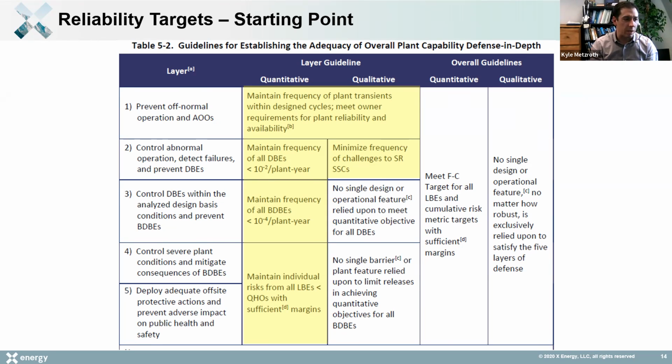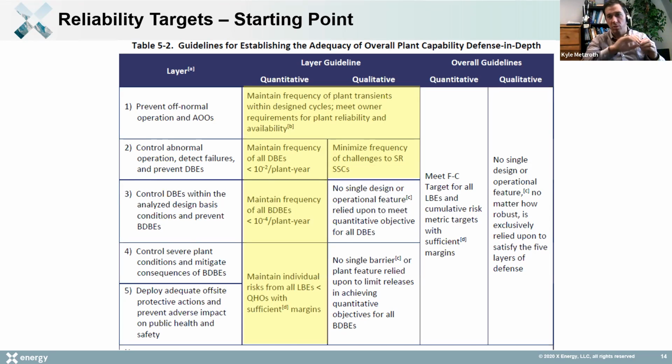So for reliability targets, I'll give this as a starting point. This is a table in NEI 1804, related to the defense in depth process, and essentially guidelines for establishing adequate overall defense in depth. It walks through the various layers, the 5 layers of defense: preventing off-normal operation, controlling AOOs, controlling DBEs, controlling BDBEs, and then off-site impacts. Then it gives some guidance for how you should think about that and what requirements you should impose. At a fundamental level, boiling this down to be very basic: keep your normal operating transients within the bounds that you designed to. For your design basis events, keep them within the design basis event region. For beyond design basis events, keep them there, right?